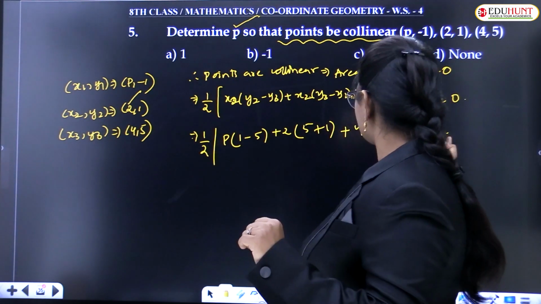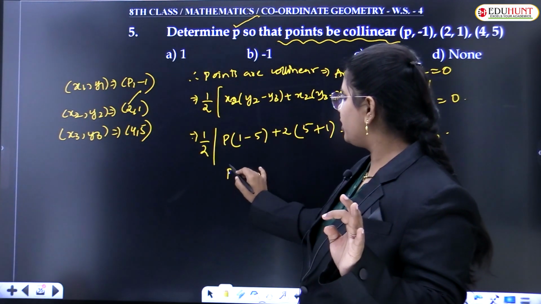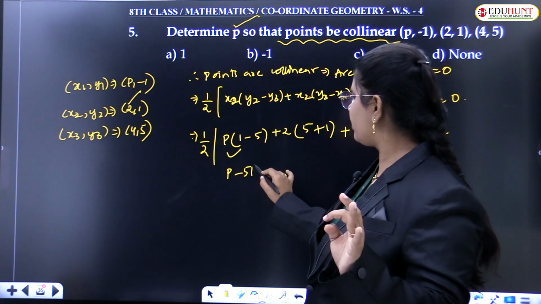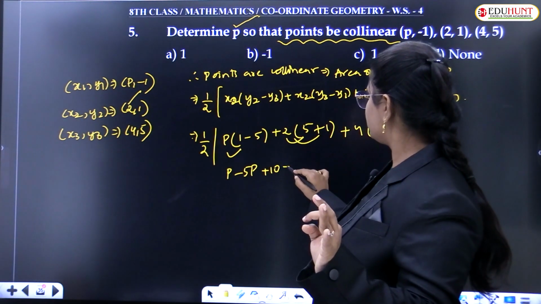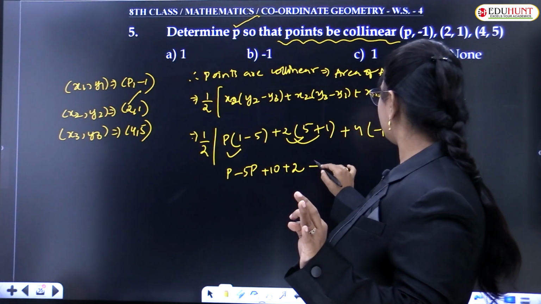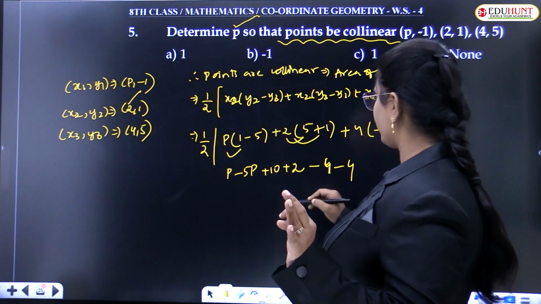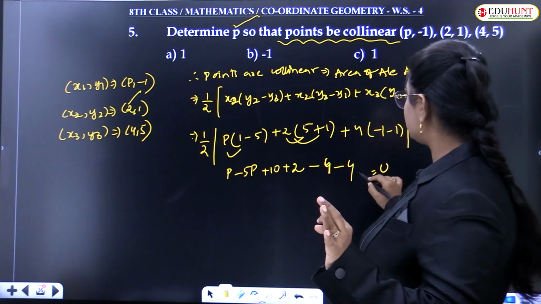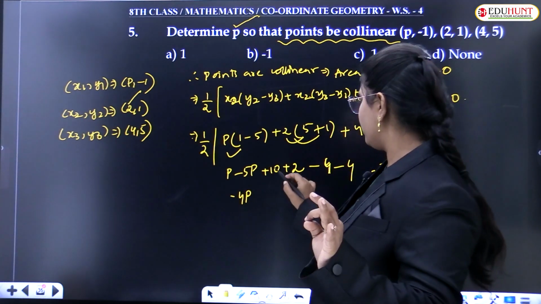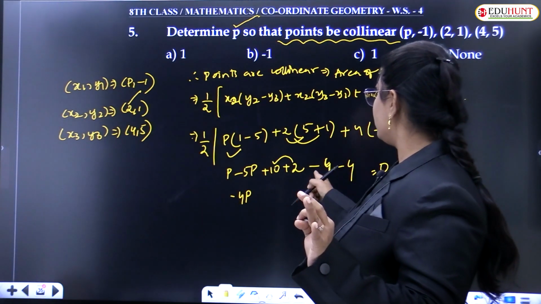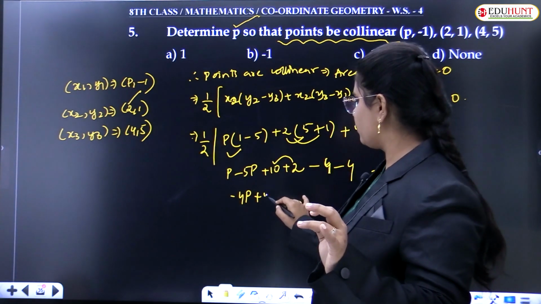If you transfer this 2 to that side, again it will be 0. Just multiply it with P. P into 1 is P, minus 5P. Next, 2 5s are 10, plus 2 1s are 2, plus into minus is minus 4. Again this is minus 4. Correct? Which is equal to 0. So what are you going to get? P minus 5P is minus 4P. 10 plus 2 is 12. 12 minus 8 is how much? 12 minus 8 is plus 4.